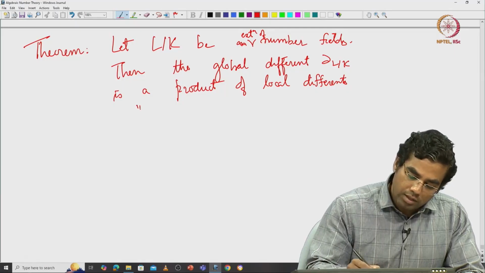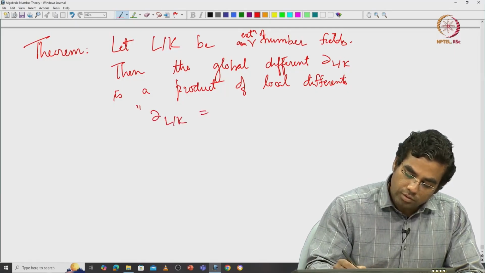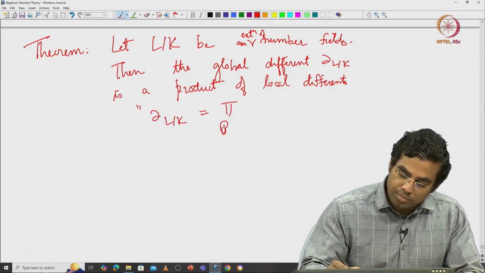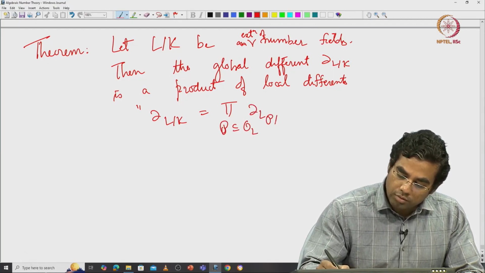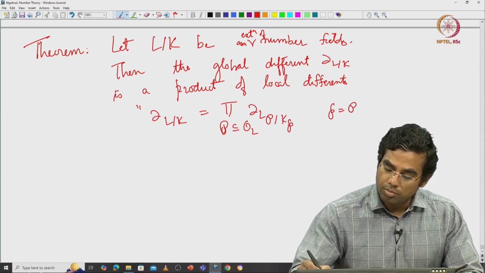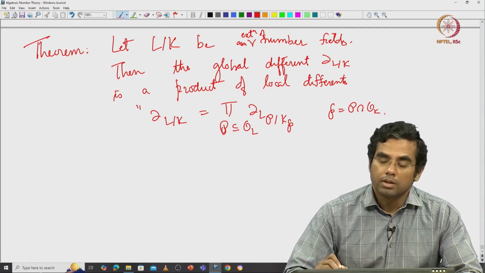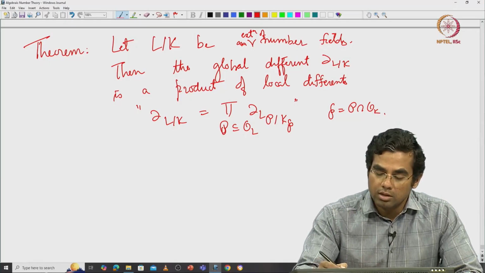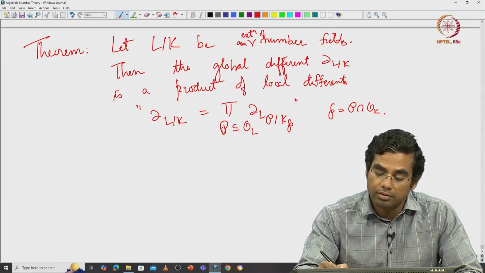So, the way to write this would be as follows. You vary over all primes P inside O_L, d_{L_P over K_p}. Okay. So, small p is P intersected with O_K, and one should be careful about what this statement means, because on the way we have defined the different, on the right hand side we have ideals inside K_p, but that is not what we exactly mean.